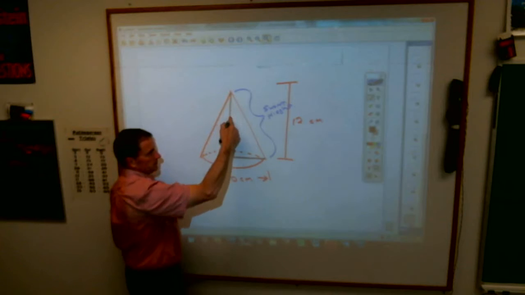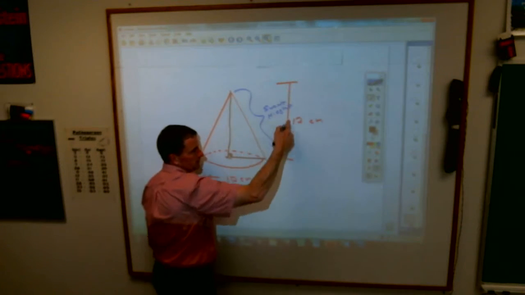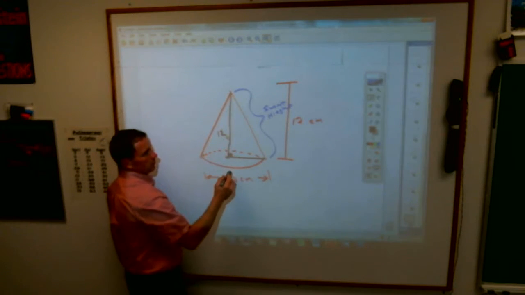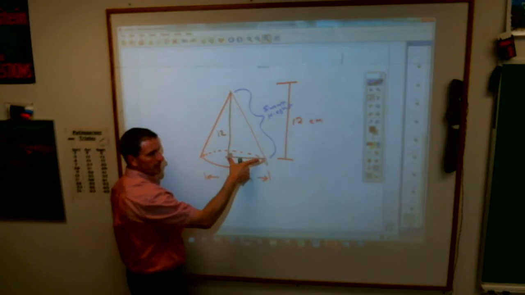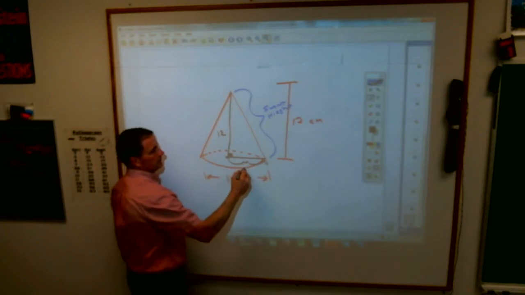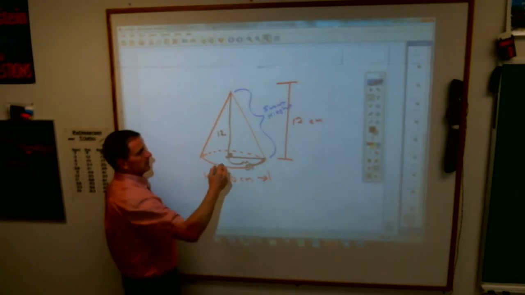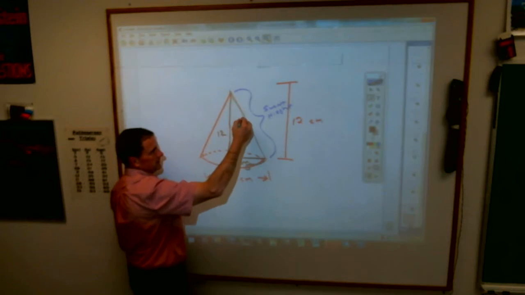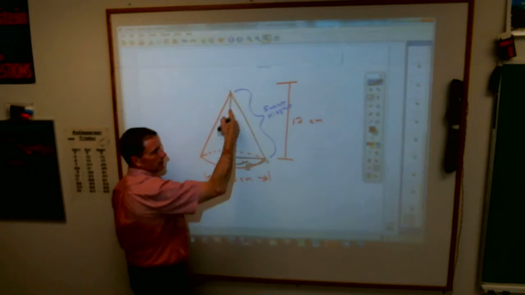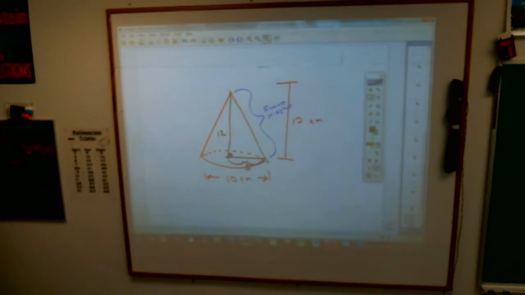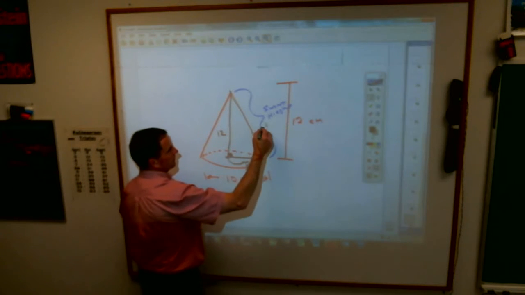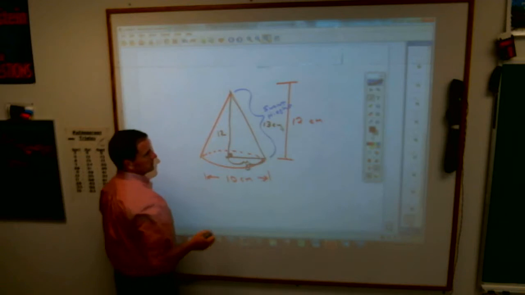What dimension is this? It's the same as this 12 over here. What's this dimension from here to here? If the whole thing is 10, half of it is 5, and then you hope the book is nice because the slant height is the hypotenuse of that right triangle. Is there a 5, 12 one? Oh, look, how nice they are. The slant height would be 13 centimeters.